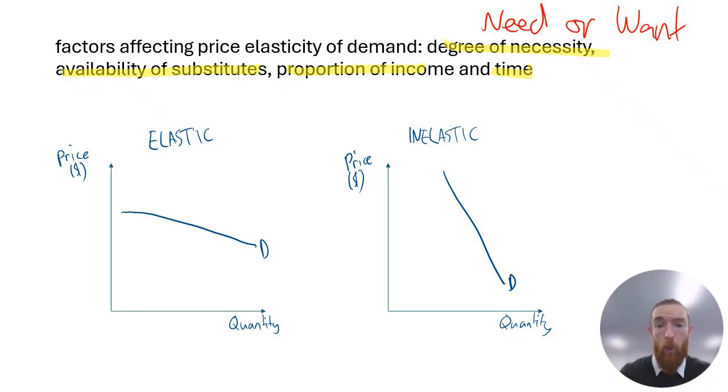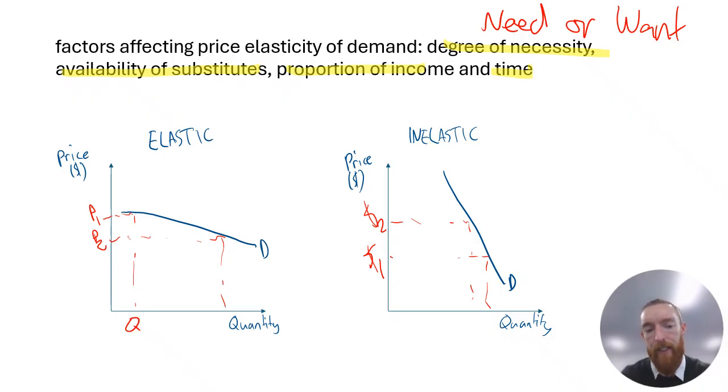So for example, water is a need. You are going to pay your water bill no matter what. Therefore, if the price of water was to rise, so if we had an example here and we had P1 and P2, if the price of water rose, it wouldn't affect demand that much, because you're still going to need to consume water to survive. Whereas a want is more elastic. So for example, ice cream. If ice cream decreases in price, there is going to be a massive jump in demand for it because it is a luxury. So you might have a gigantic movement in overall quantity demanded there.